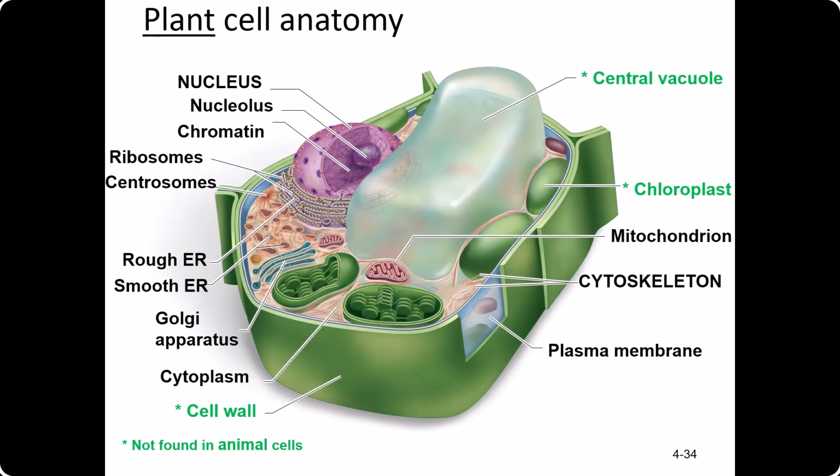So this is a generalized plant cell. In addition to the cell membrane or plasma membrane, it also has a cell wall. The plant cell has mitochondria for ATP production, chloroplasts for carbohydrate production, and this big central vacuole here, which stores water and helps support the cell. It also has a nucleus, rough ER, smooth ER, Golgi apparatus, cytoskeleton, and cytoplasm.